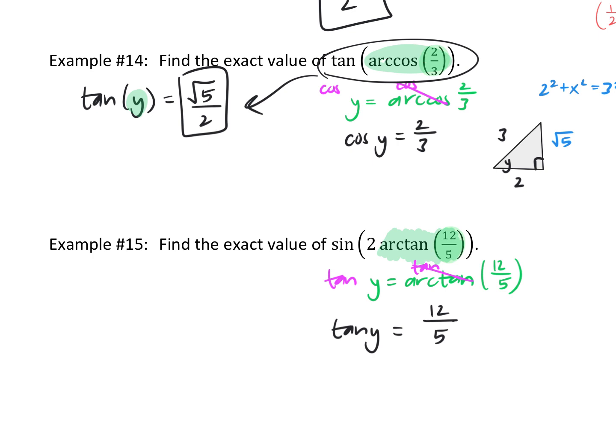So if I drew myself a little triangle, I've got my angle y, and then opposite over adjacent. So what's my hypotenuse going to be? This is a Pythagorean triple, if you remember. 13.